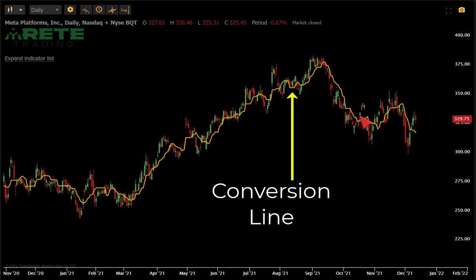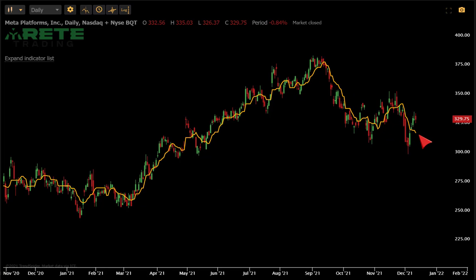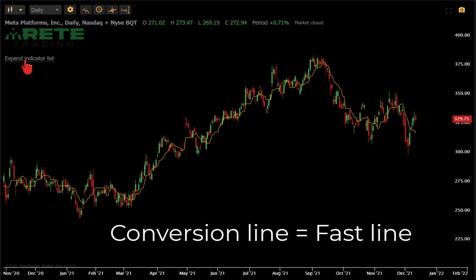So the yellow is your conversion line. You can make them any color that you want. We walked through what this is before and how it is calculated, but it's based upon 9 days of high-low. For the exact calculation, it's in the other video. This video is going to be more advanced and streamlined. So you can see this line is the conversion line, also known as the fast line. Just keep that in mind as we proceed.